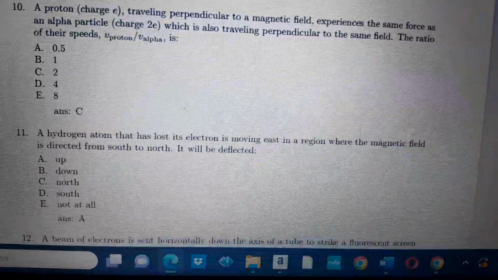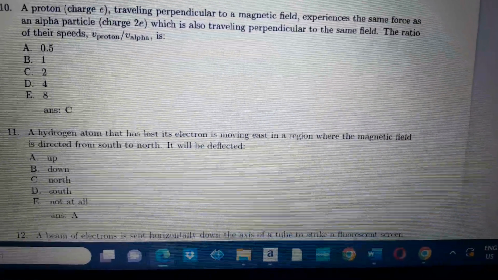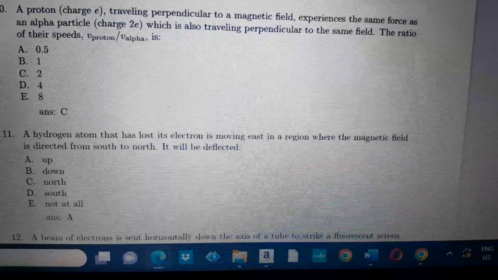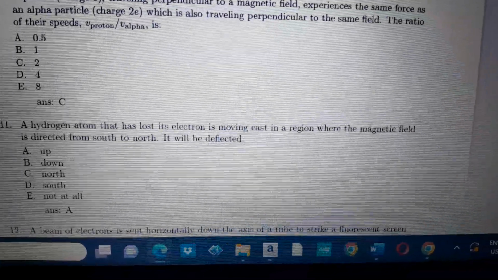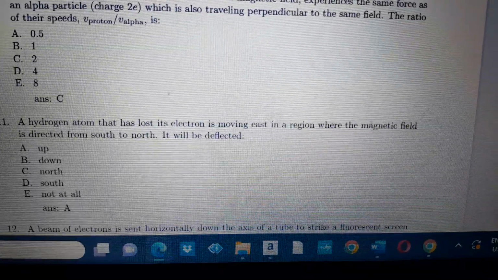A hydrogen atom loses its electron, which is moving east in a region where the magnetic field is directed from south to north. It will be deflected up.